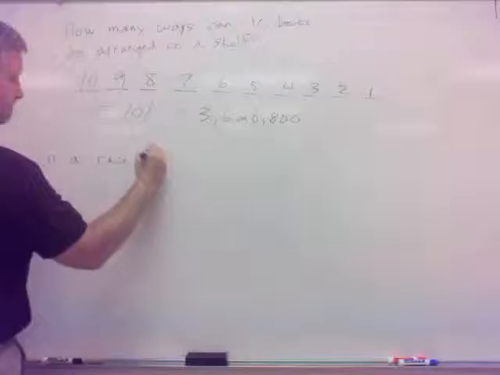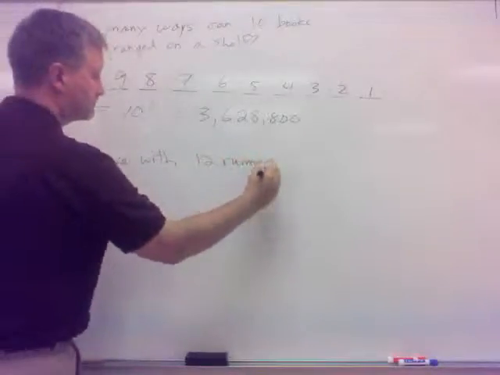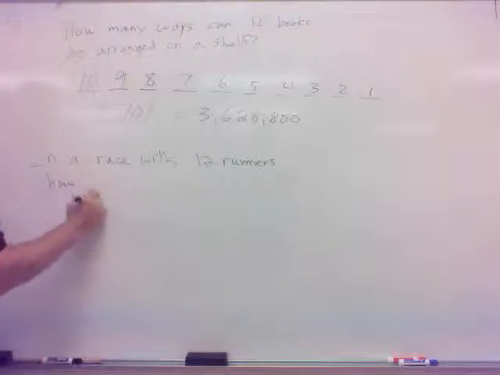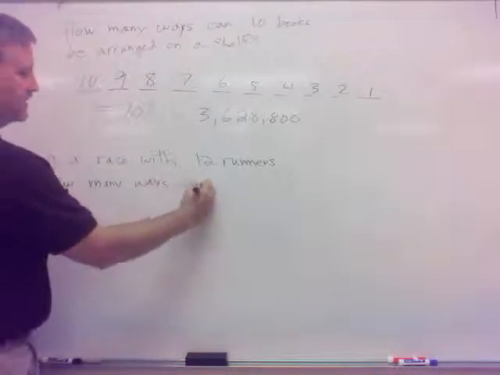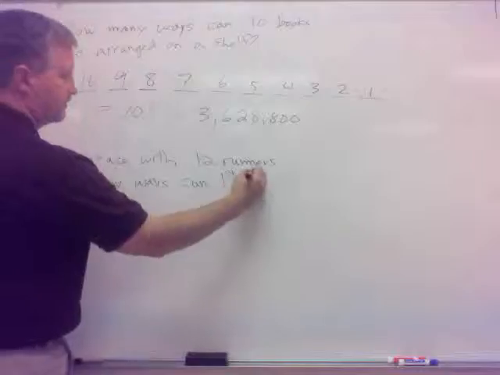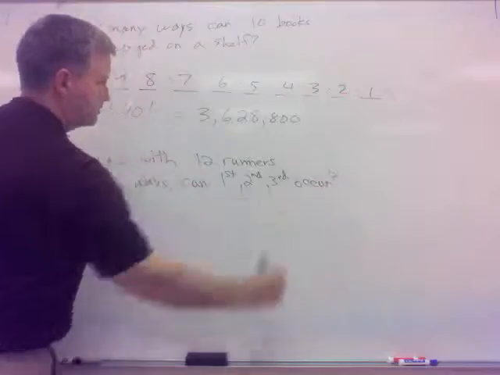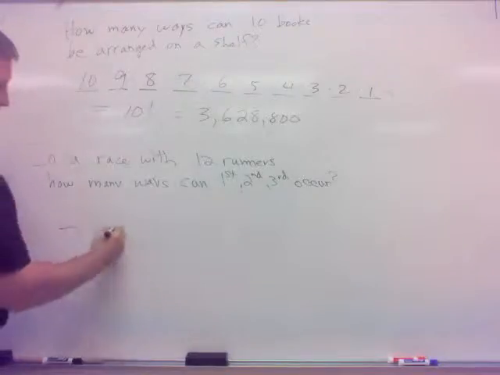Let's say we have a race. In a race with 12 runners, how many ways can first, second, and third occur? So we're only doing the top three spots: first, second, third.